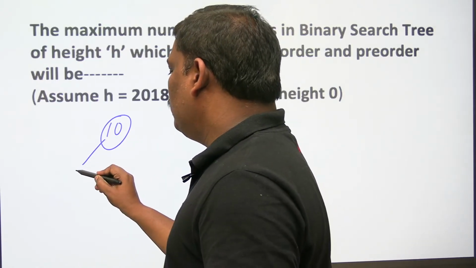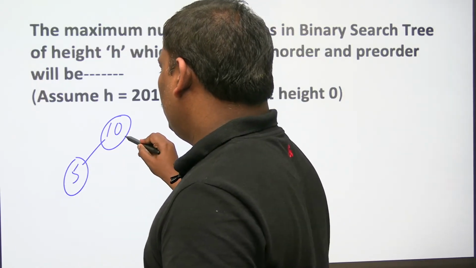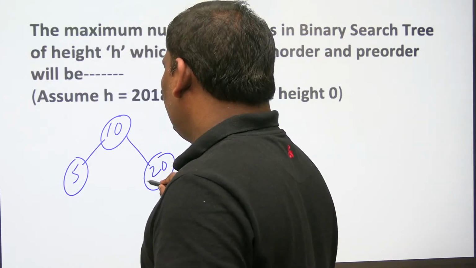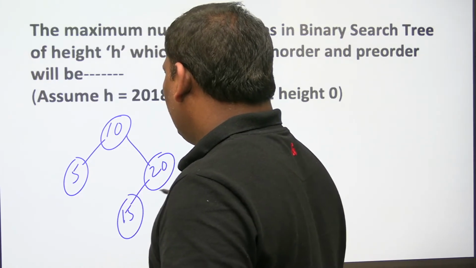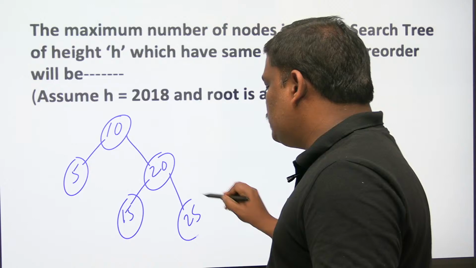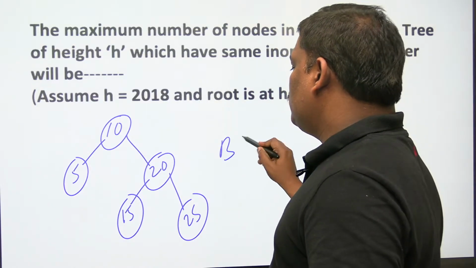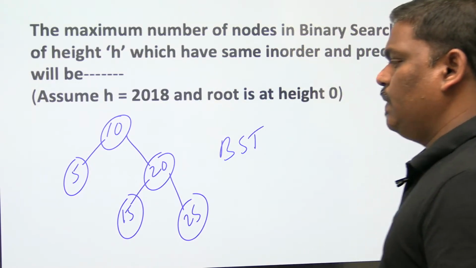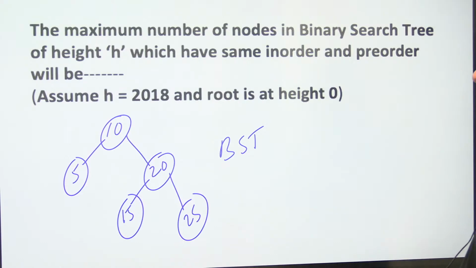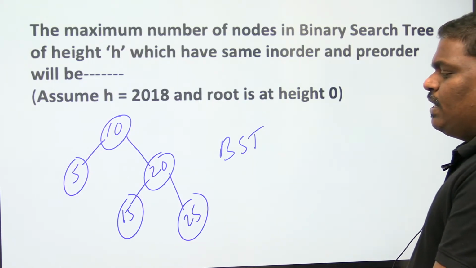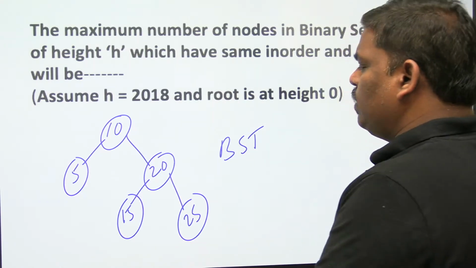Careful everyone. 10. This is 5. This is 20. This is 15. This is 25. This is BST. 10, 5, right side is 20, 20 left side is 15, 20 right side is 25.